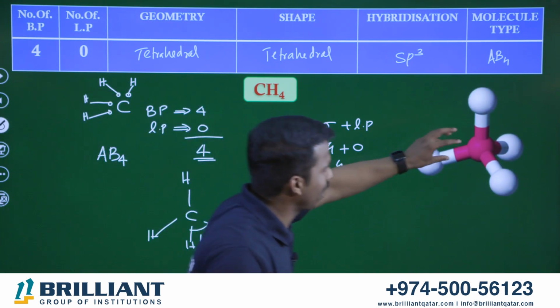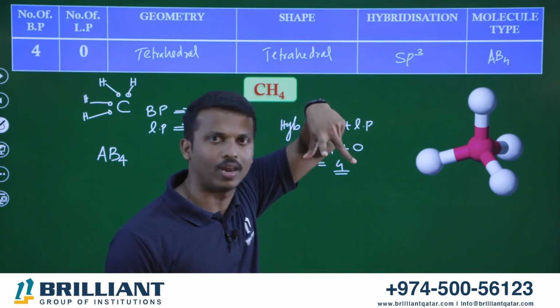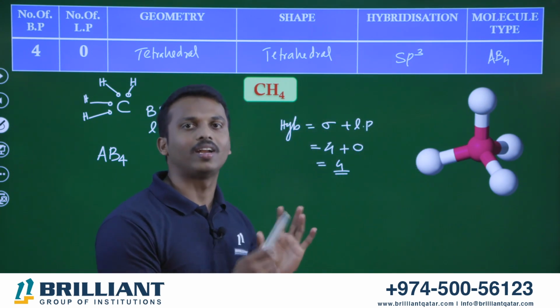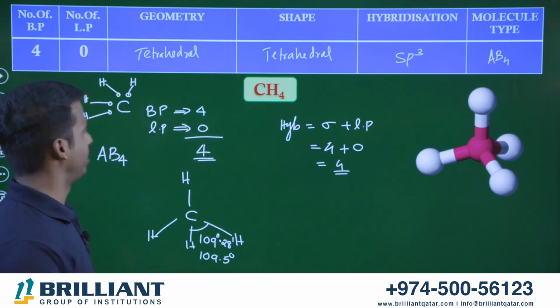Can you see? The central one is carbon, and the surrounding is 1 hydrogen above, 3 hydrogen below, like a pyramid. So overall it is called tetrahedral geometry. What is the bond angle? 109 degree, 28 minute. Okay.